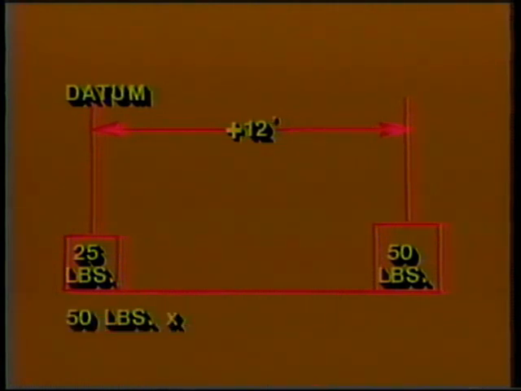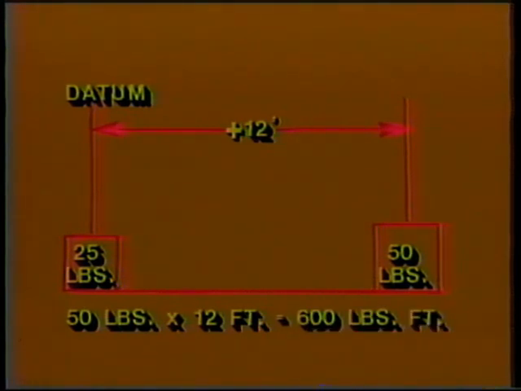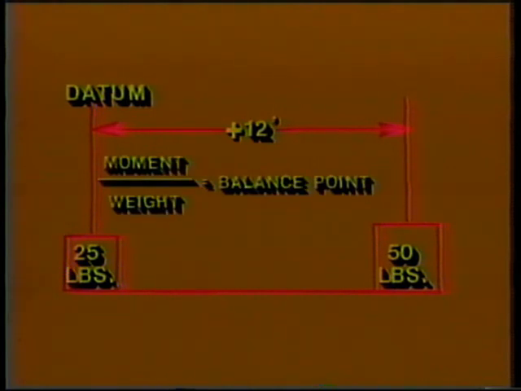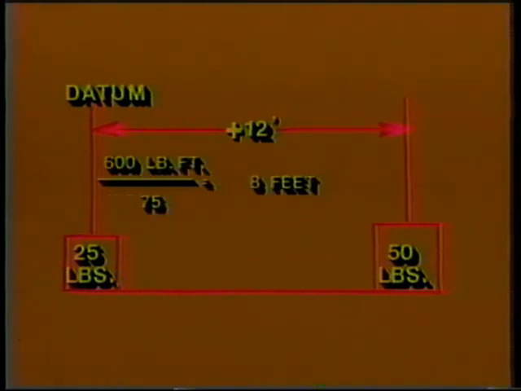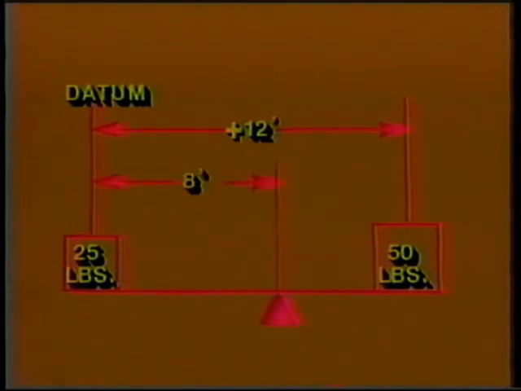Multiplying the weight times the arm yields a positive moment of 600 pound-feet. The total weight on the lever is 75 pounds. Dividing the total moment by the total weight yields the balance point, a positive 8 feet, or 8 feet to the right of the datum.